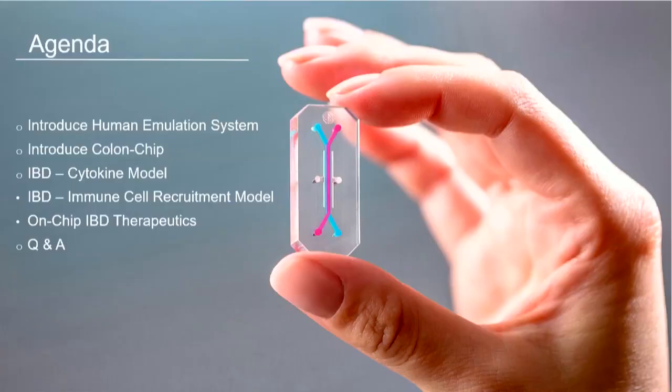So, just a quick overview. I'm going to introduce the basic Emulate platform, our colon chip, and then the meat of what we really want to talk about is how we're going to model immune cell recruitment dependent IBD and then test therapeutics against it.